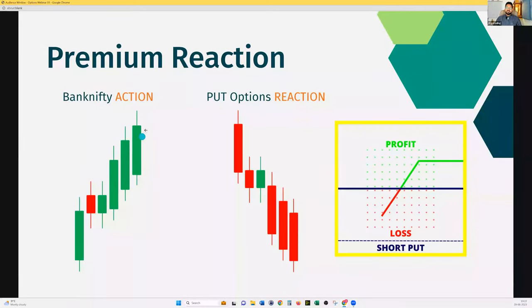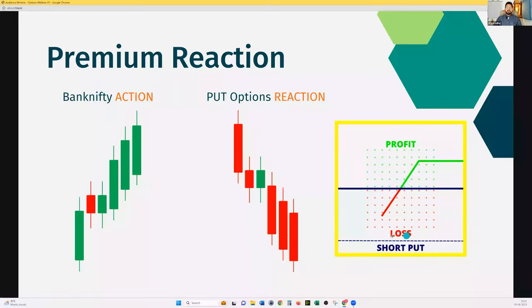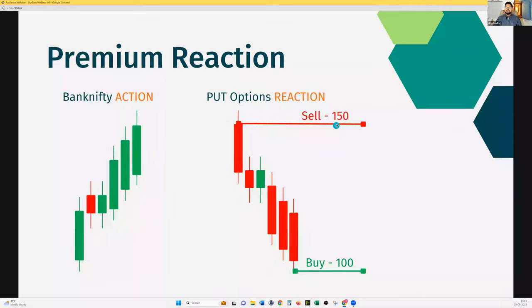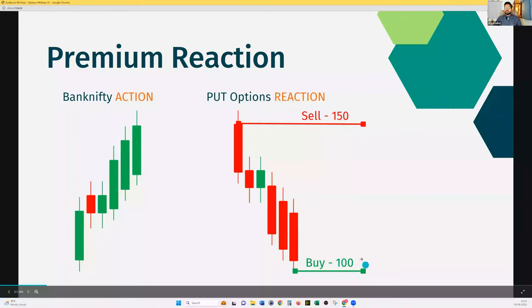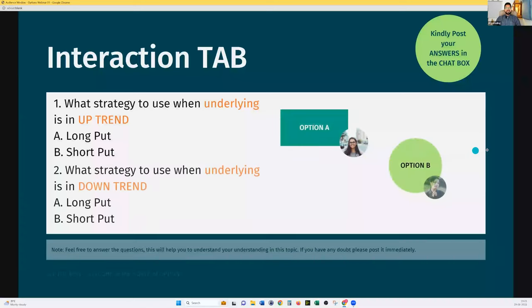And whenever the market goes up, the put option premium decreases. And what strategy can you use over here? You can use a short put. By using a short put, what will happen? In a short put, you'll be selling a put option, right? So you sell it at 150 rupees and you buy it back at 100 rupees. So the intermediate 50 rupees is going to be in your pocket as a profit. Okay, it's going to be in your pocket as a profit.